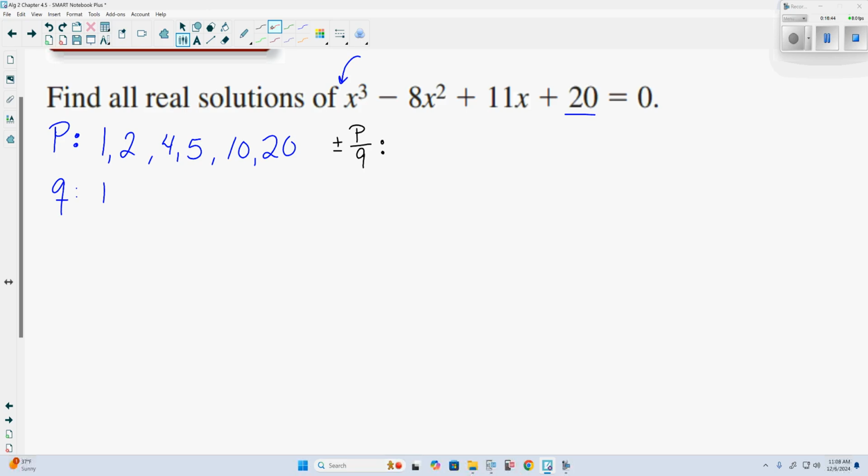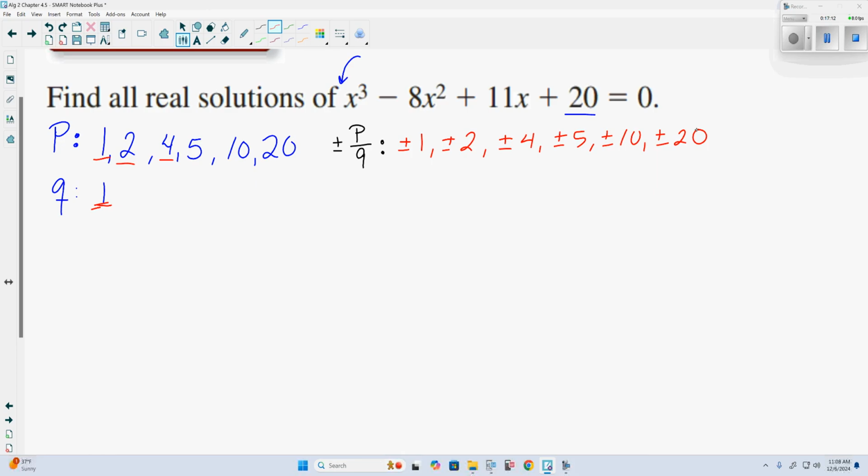So we would indeed start with 1 divided by 1, which is 1. And then 2 divided by 1, plus or minus 2. 4. Okay, so it's just 1, 2, 4, 5, 10, and 20. And with this rational zeros, we will always get the factors of P back with the plus or minus because we have to divide it by 1.